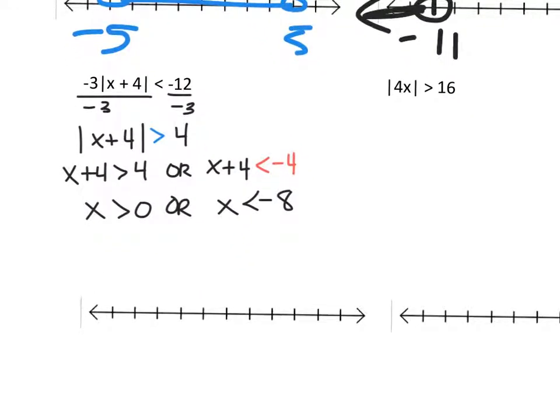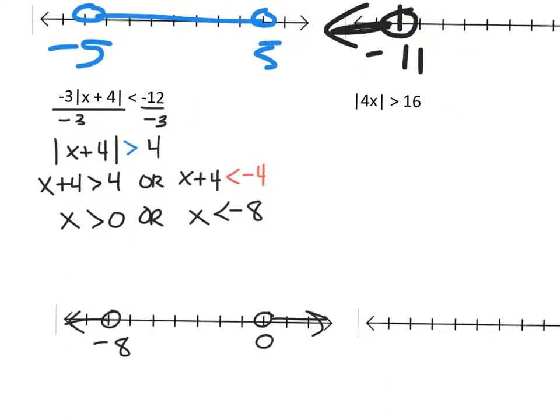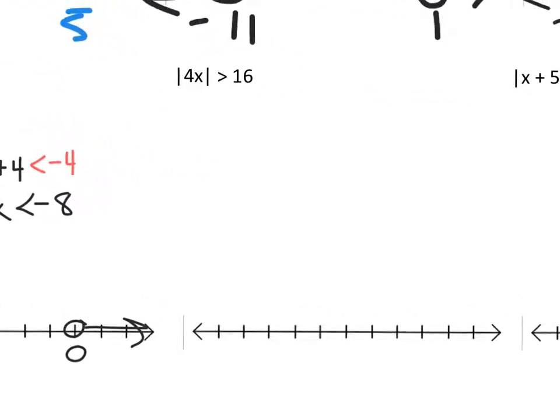So I'm going to have an open circle at 0 going to the right, and an open circle at -8 going to the left. Okay, next one. I have absolute value, and it's greater again. The absolute value is greater than 16, so I'm going to set up an OR. So 4x is greater than 16, or 4x is less than -16. So I'm going to solve each of these separately.